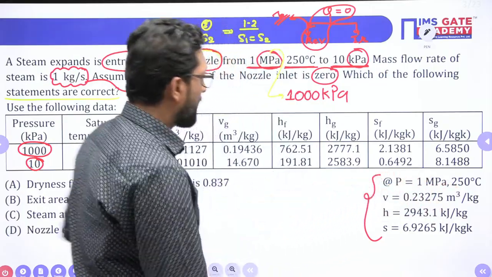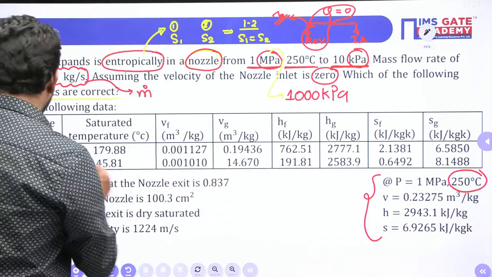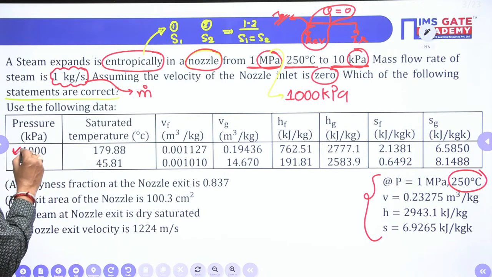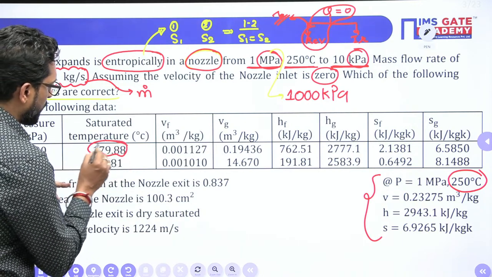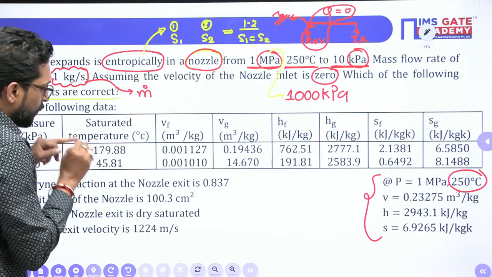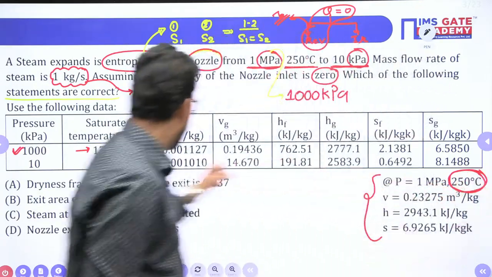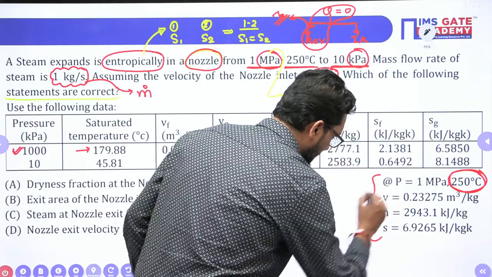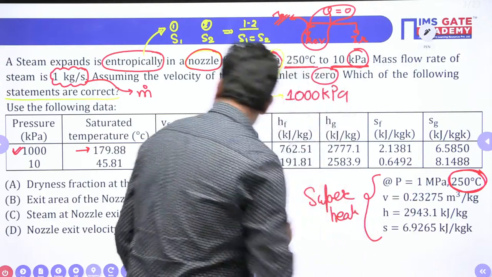See, beta, at the pressure 1 megapascal, 250, why is 250 the superheated? Because at 1 megapascal, that means 1000 kilopascal, what is the saturation temperature? Approximately 180. And this saturation temperature, very important, is less than this temperature, 250. So this temperature lies in the superheated range. So this given data is superheated data. Okay, no problem at all.